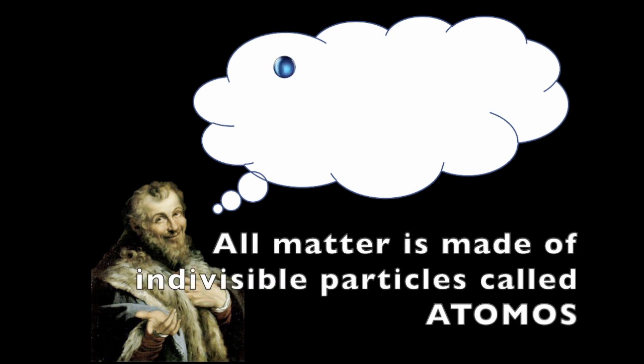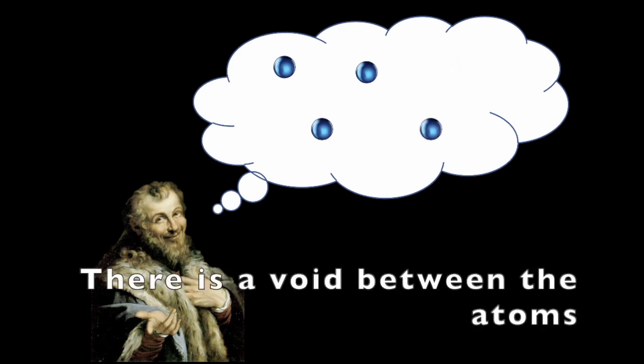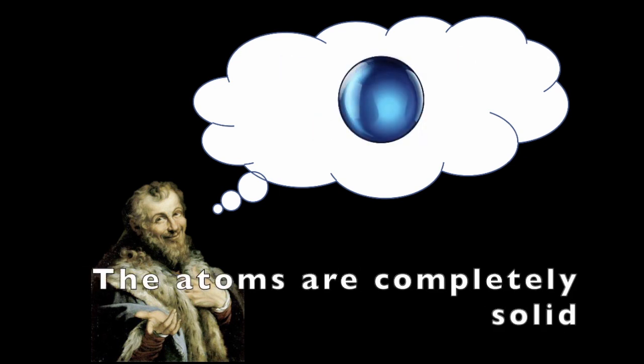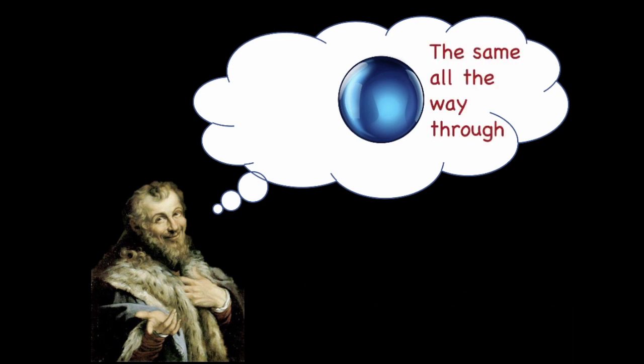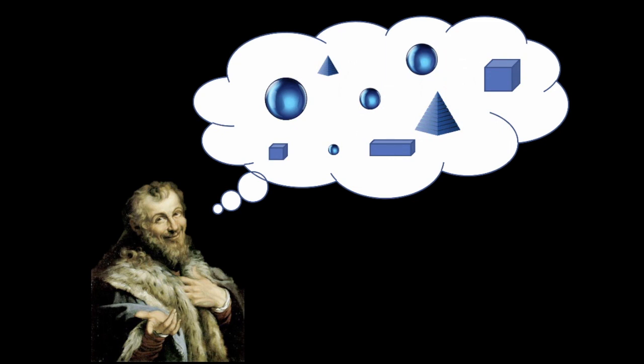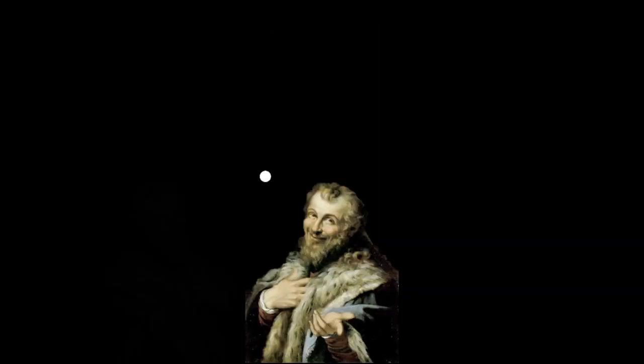All matter is made of indivisible particles called atomos, or atoms. There is a void, or empty space, between the atoms. The atoms are completely solid. The atoms are homogeneous, which means they don't have an internal structure or anything inside them. They're the same all the way through. Democritus also philosophizes that atoms vary in size, shape, and weight. These are all nice ideas, and though not exactly correct, Democritus is off to a good start.